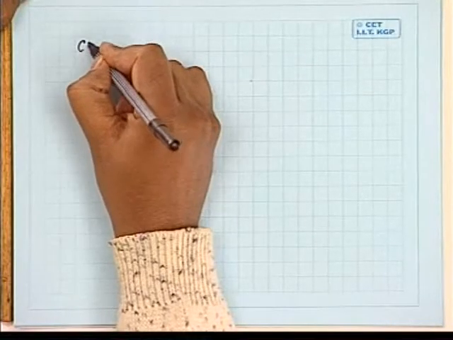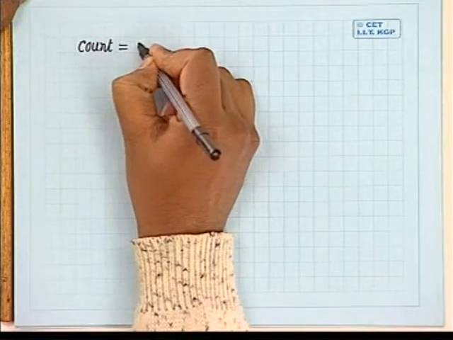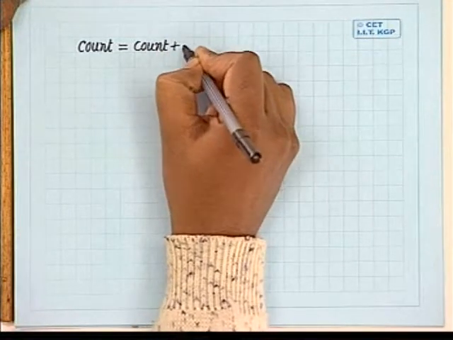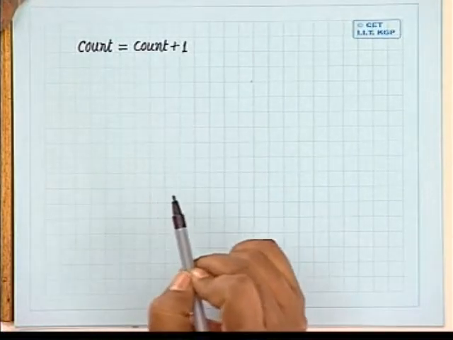Now whenever the producer process places an item into the buffer and increments count by 1, what is the actual sequence in which this statement count equal to count plus 1 will be executed? This simple statement will be broken into a number of assembly instructions, because count equal to count plus 1 is a high level language statement.